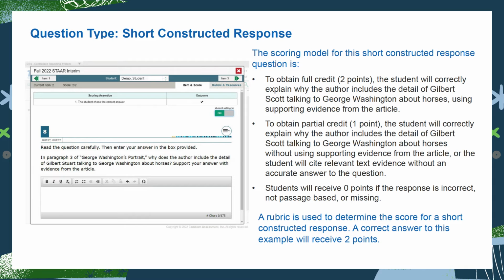With the short constructed responses, students will have the opportunity to earn partial credit. In this example, for full credit, the student would correctly explain why the author included the detail that it referred to and provided supporting evidence from the article. Partial credit could be obtained if the student correctly explained why the author included the detail of, in this case, Gilbert Stuart talking to George Washington, but perhaps the text evidence was either missing or not relevant. They will receive 0 points if the response is incorrect, if it is not passage-based, or it is missing.